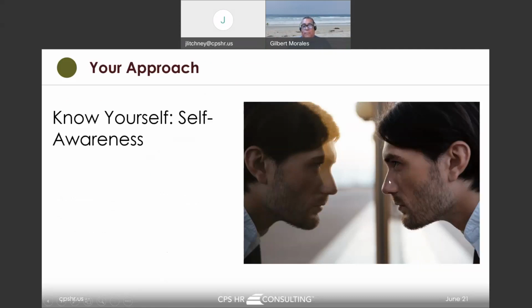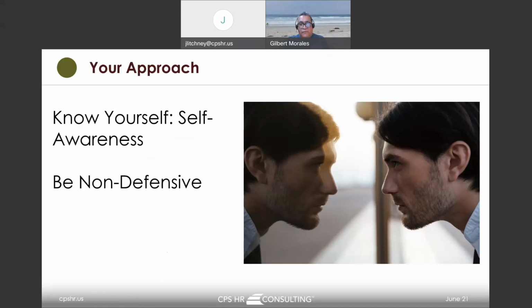Now, here's what our approach could be. First of all, when we approach people that are upset or we're involved in conflict, the first thing you want to do is know yourself. Have a sense of self-awareness. First of all, what am I feeling? We want to know what we're feeling because we don't want to become engrossed with what they're feeling. Anger is contagious, and you don't want to become infected by somebody else's anger. It's very easy for that to happen, and it's common. So know yourself. Be self-aware.